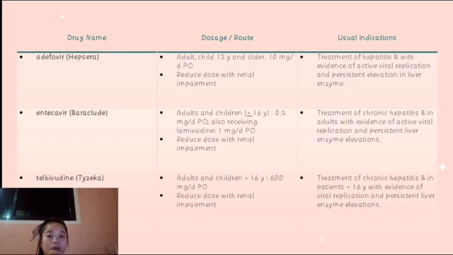Then our second drug is Entecavir or Baraclude. It is for adults and children 16 years and older, 0.5 milligrams per day via PO, and for those also receiving lamivudine, 1 milligram per day via PO, with reduced dose in renal impairment. And then the third drug is Telbivudine or Tyzeka. It is for adults and children above 16 years old, 600 milligrams per day via PO, with reduced dose in renal impairment.